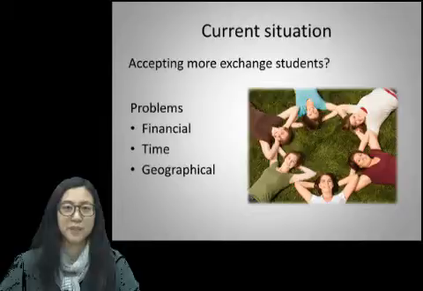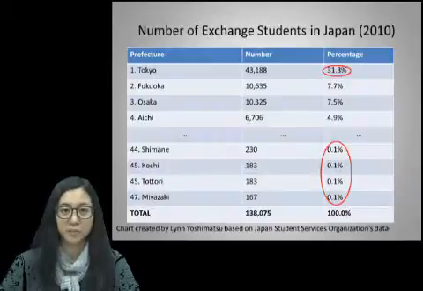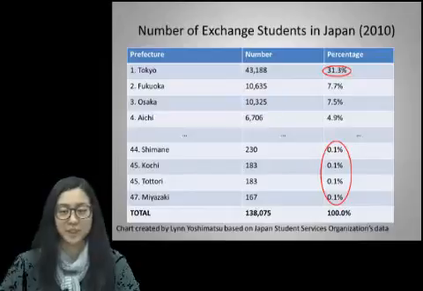Some might say that accepting more exchange students could be a solution. However, financial, time, and geographical problems exist. Furthermore, as this data shows, the repartition of exchange students is most of the time unbalanced. Therefore, this may not be the best solution.